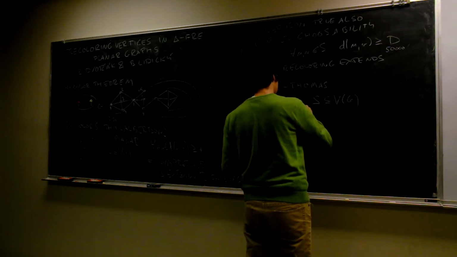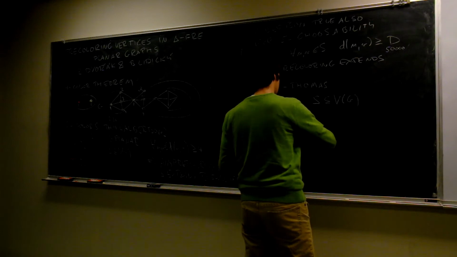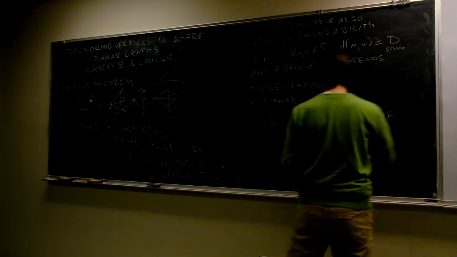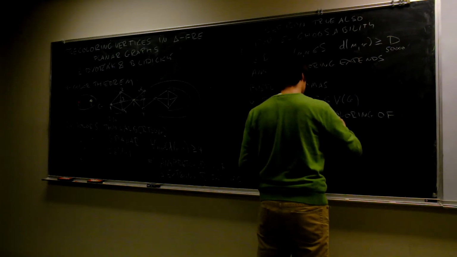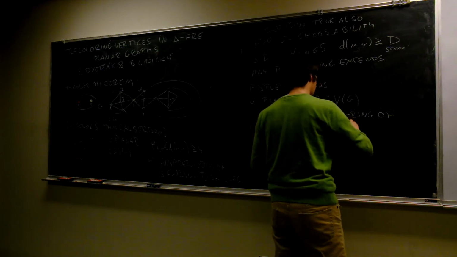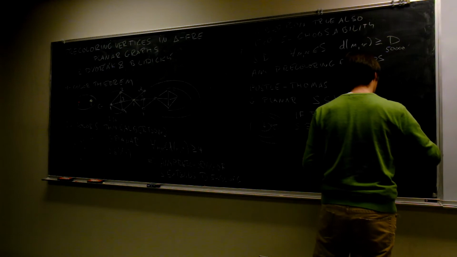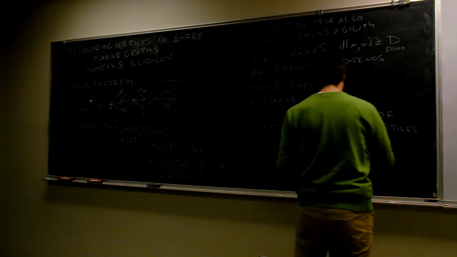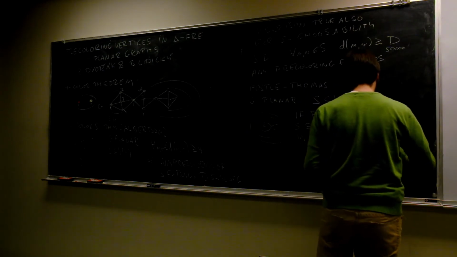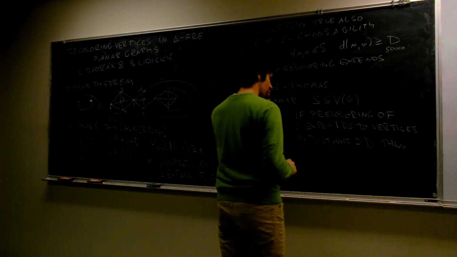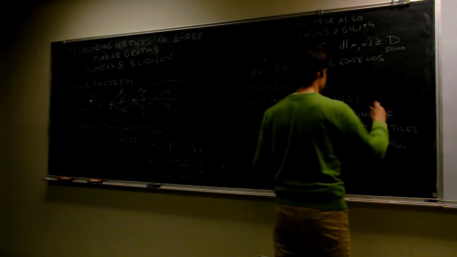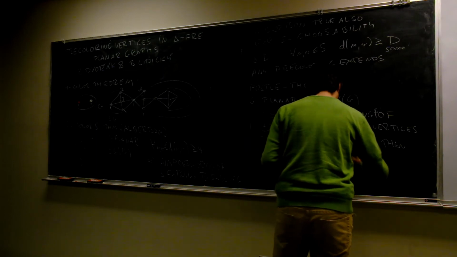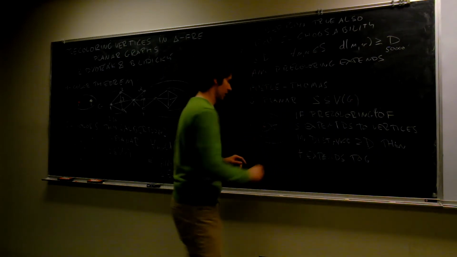And if the precoloring P of S extends to vertices in distance at least D, then the coloring P extends to the whole graph G. And this is for 5-coloring.